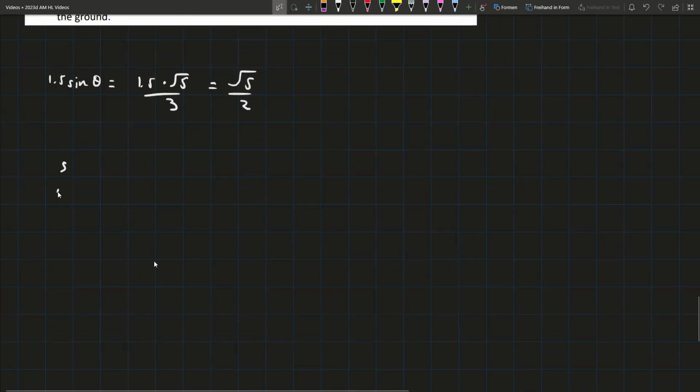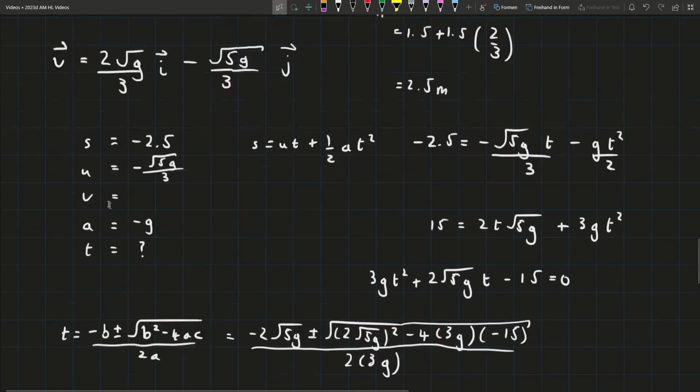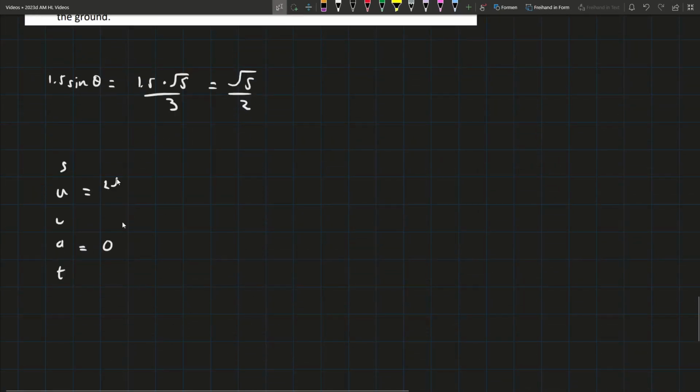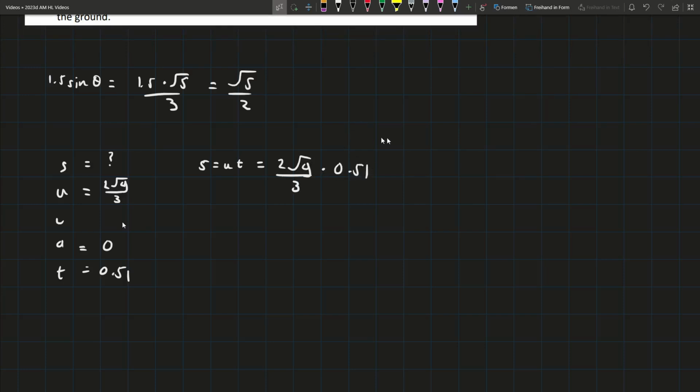So we can set up some SUVAT here. Acceleration is 0 because we're neglecting drag. Initial velocity, as we have here, is 2 root g over 3. Displacement is what we're looking for. And the time taken is 0.51 seconds for it to hit the ground. S equals ut plus a half at squared, but a is 0, so that doesn't matter. So S equals 2 root g over 3 times t, which is 0.51. That's our displacement. And if we add that to root 5 over 2, the total will be equal to root 5 over 2 plus 2 root g over 3 times 0.51.